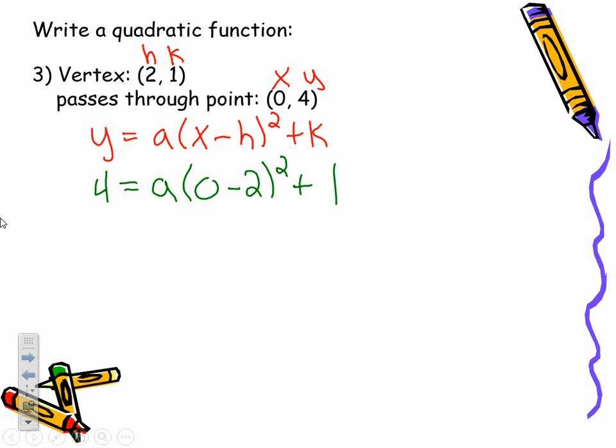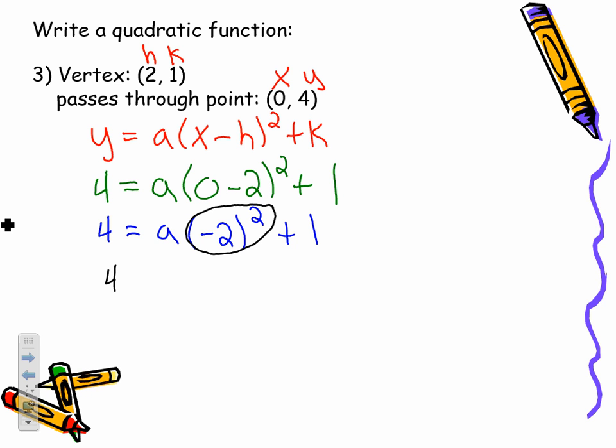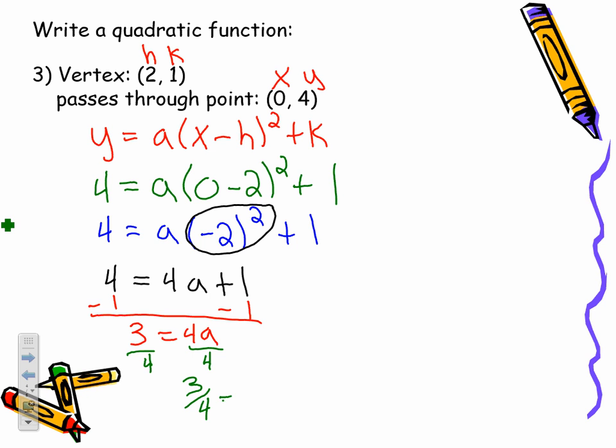Now I'm just going to go through and simplify. 4 equals a times the quantity negative 2 squared plus 1. This right here I'm going to do next, but I'm going to write it before my a. So 4 equals negative 2 squared is 4a plus 1. Go through and solve this. Minus 1 on both sides. 3 equals 4a. Divide both sides by 4. 3/4 equals a. So now I know what a is, I can plug it all back into my original equation.